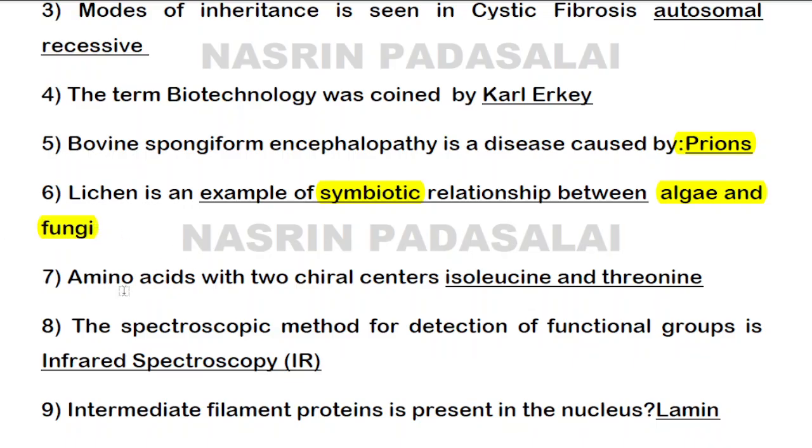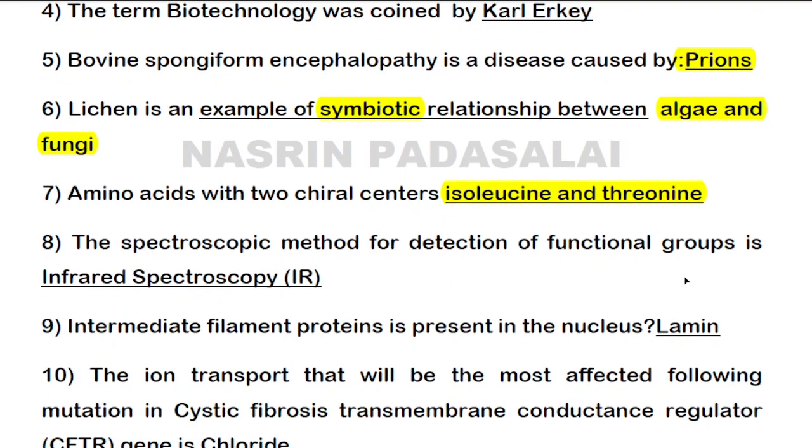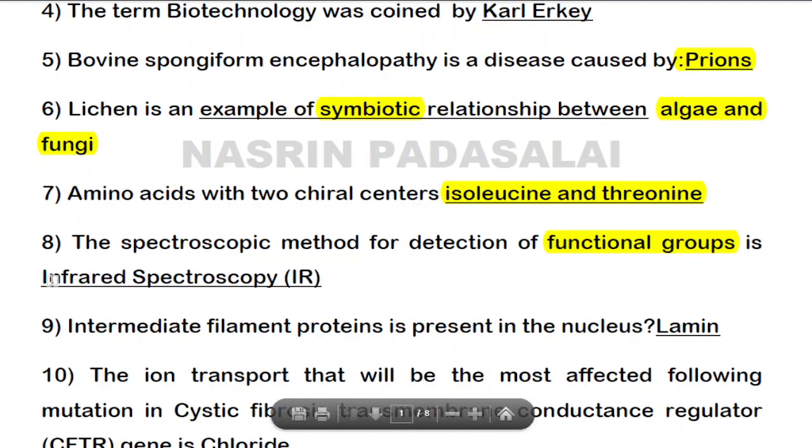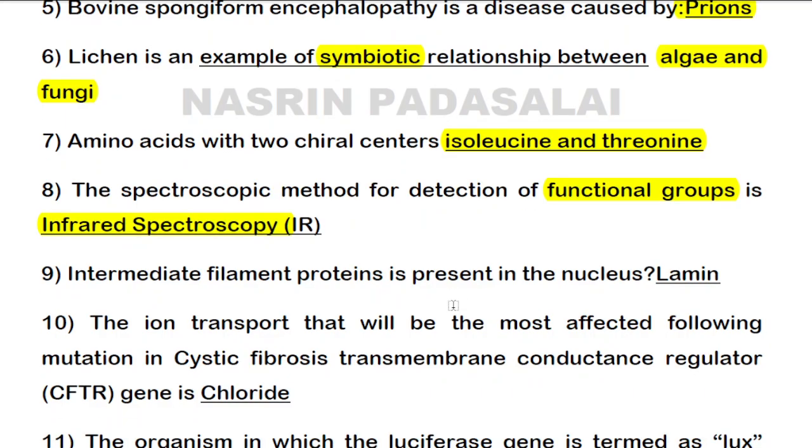Seventh question is that which amino acid is holding two chiral centers? The answer is isoleucine and threonine. Both are having two chiral centers. Next question is spectroscopic method used for detection of the functional group is IR. Infrared spectroscopy is generally used for detecting your functional group. Ninth question is intermediate filament protein that is present in nucleus is lamin.